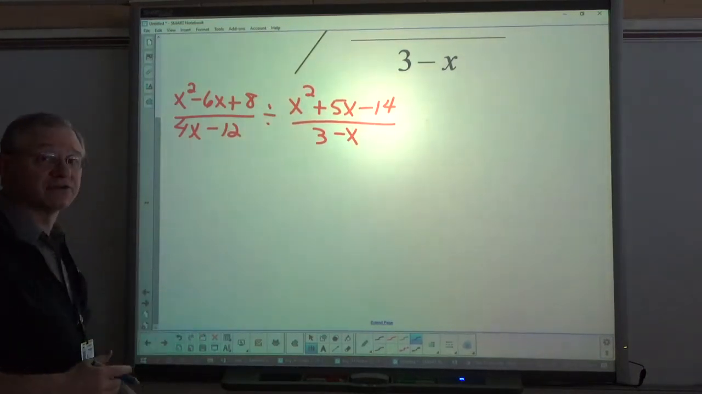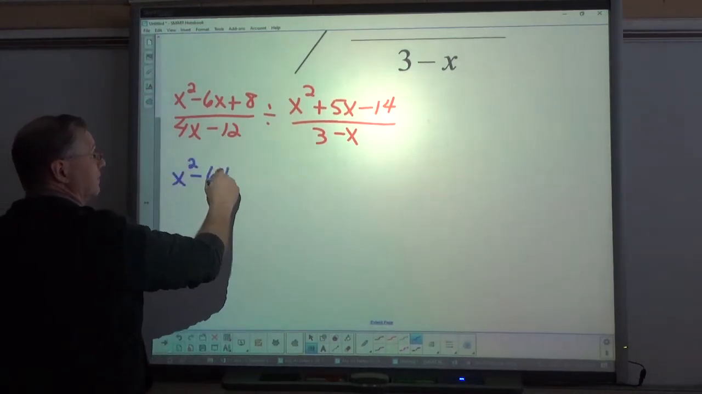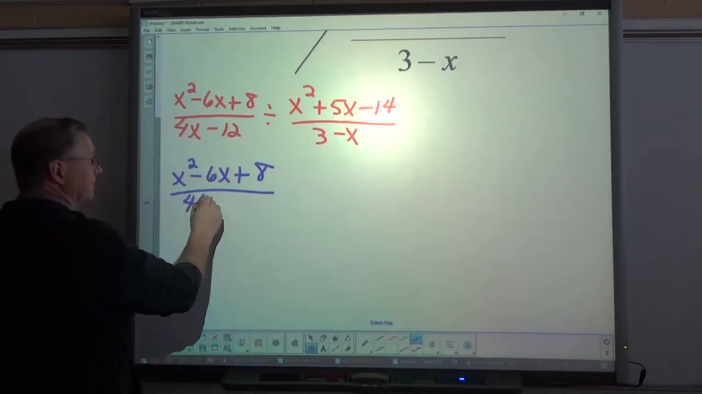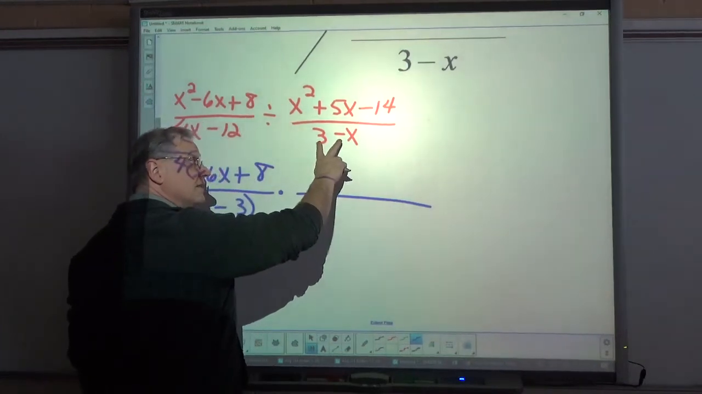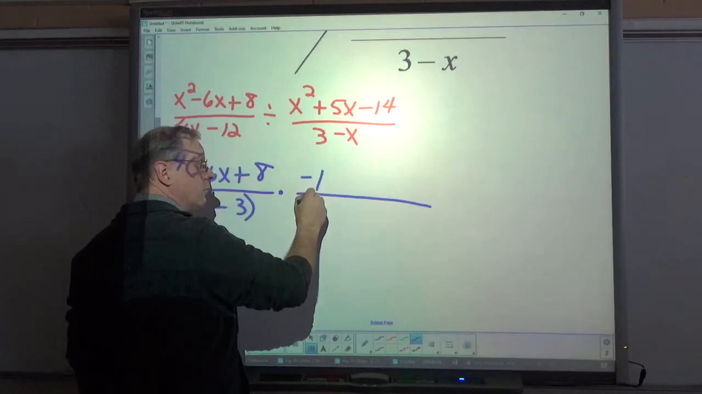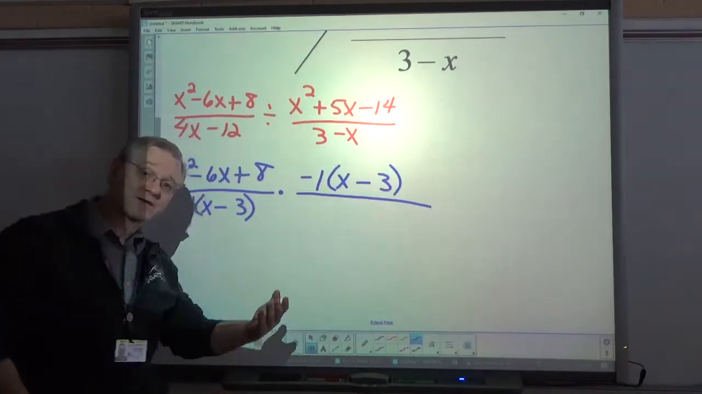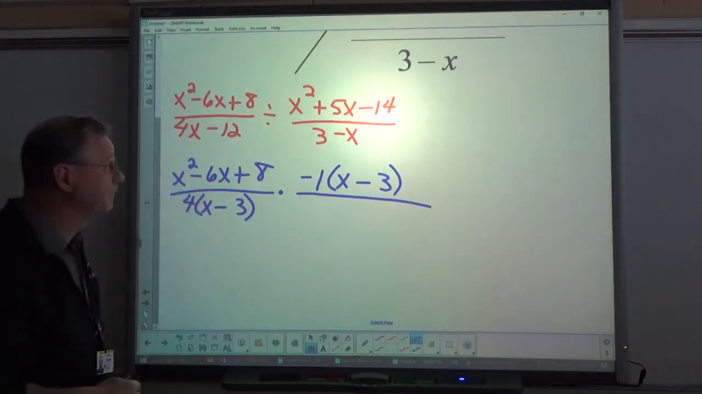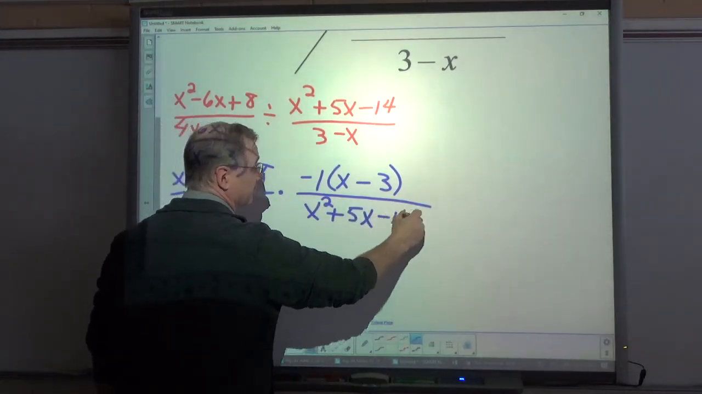I am going to factor out GCFs if there are any. Oop, and I can pull a 4 out of there. X minus 3, all right. This one, I would really like it to be x minus 3, not 3 minus x, so I'm going to pull out a negative 1. Remember, that's going on top. X minus 3. If you factor out a negative, it changes the order of subtraction with a binomial. On the top, x squared plus 5x minus 14.